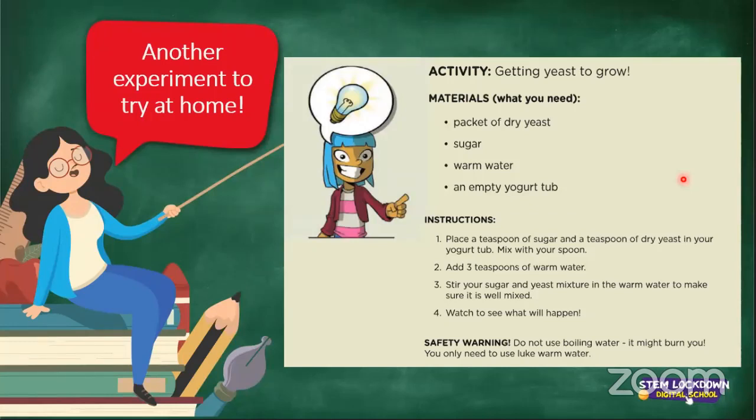And what you need to do is place a teaspoon of sugar and then a teaspoon of the dry yeast into the yogurt tub and mix it with your spoon. As soon as you've done that, you are going to add 3 teaspoons of warm water. Like I said, remember, don't use boiling water. I don't want you to burn, okay? Then stir your sugar and your yeast mixture in the warm water to make sure it is well mixed, and then watch to see what will happen.